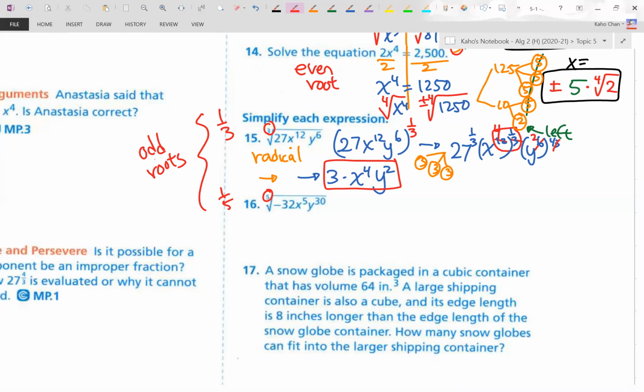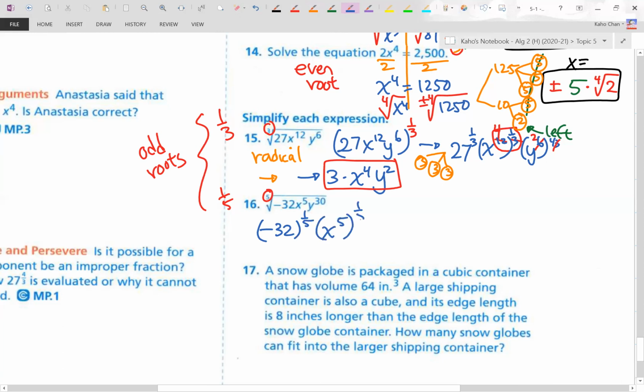Last one here. Let's convert everything to 1/5 power. Excuse me. 1/5, 1/5, 1/5. Notice they're giving us numbers that would nicely break down. -32. That's kind of interesting. Is -2, -2, -2, -2, -2. Just from experience. There's actually 5 of them.